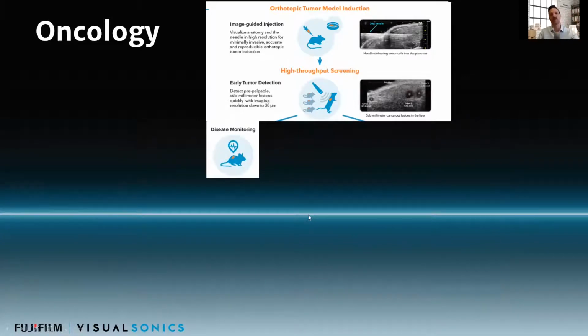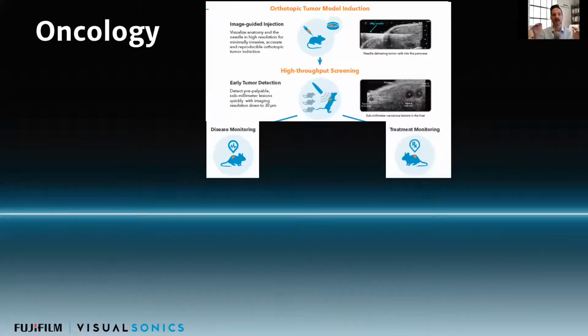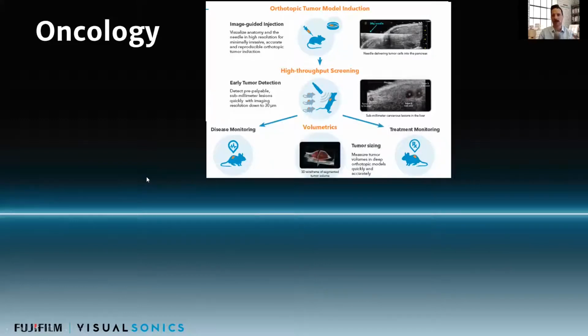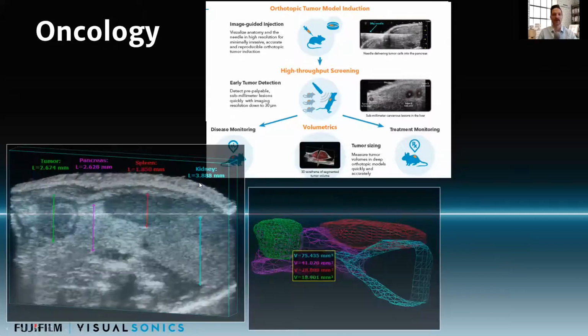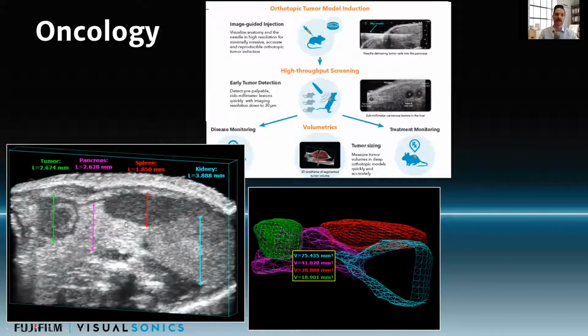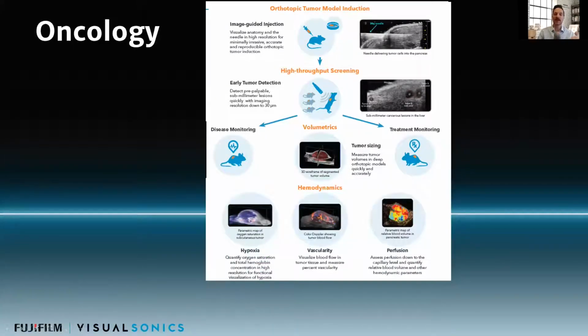So you've induced your tumor model. You've now screened for those tumors to see pre-palpable lesions, sub-millimeter lesions, to really see which tumor models are progressing. And then there are two paths. You can watch how the disease progresses in your control group, and then monitor your treatment in your treated group. The most obvious thing here, and I'm sure something all of you are doing, is volumetric: just looking at sizing the tumor. We can do that because we can visualize the tissues with high resolution and get 3D scans and generate those tumor volumes. And then the next level down is looking at more functional information like hemodynamics.